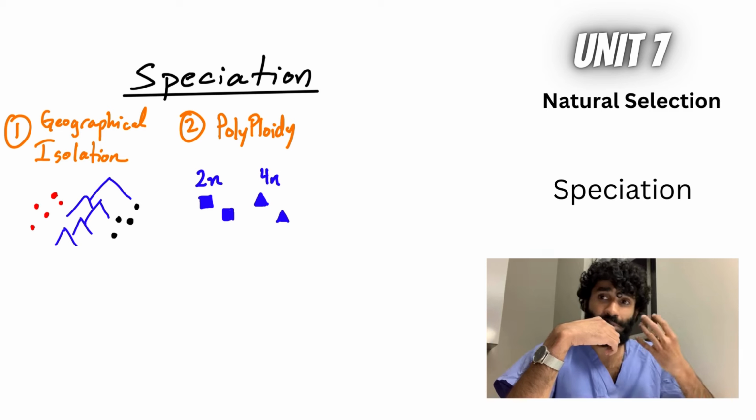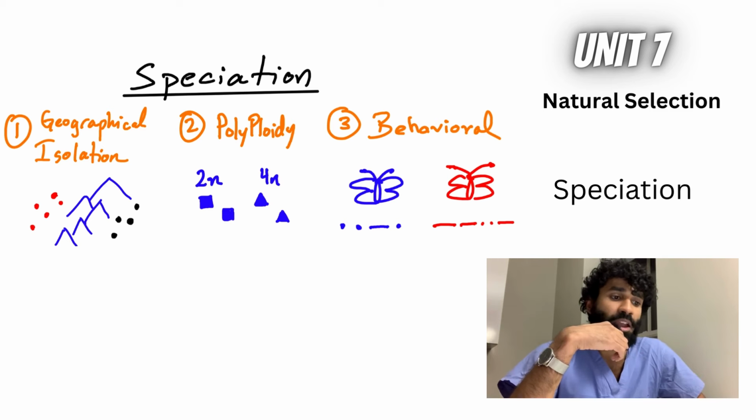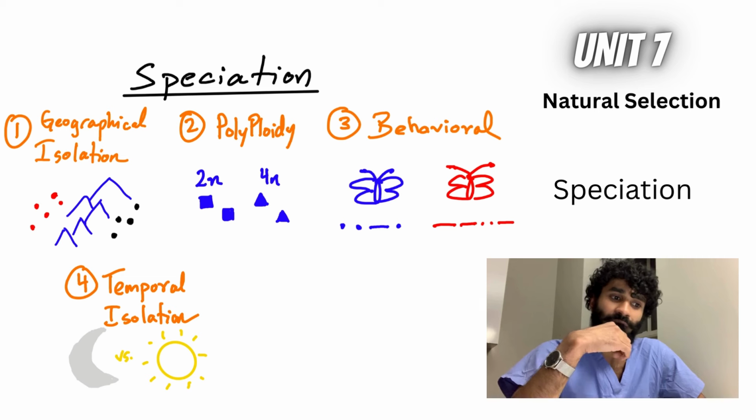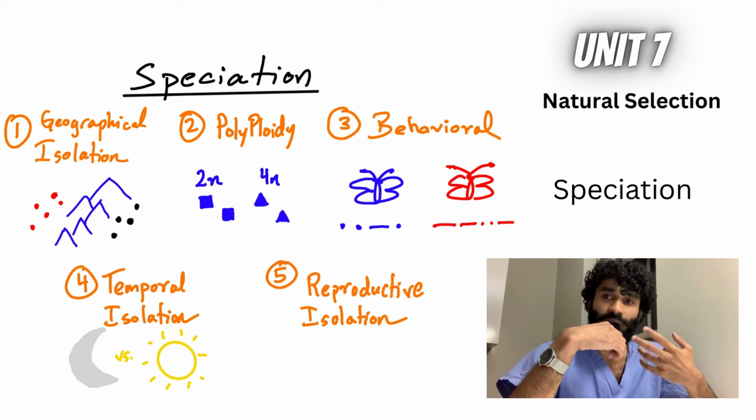Next block is on speciation, which can occur from geographic isolation, say from a mountain range, or from polyploidy. If a 2N becomes a 4N, they can no longer mate. It can happen from behavioral isolation, say from different mating behaviors, from temporal isolation, say you have a nocturnal versus a daytime animal, and lastly from reproductive isolation if the two animals simply can't physically mate anymore.